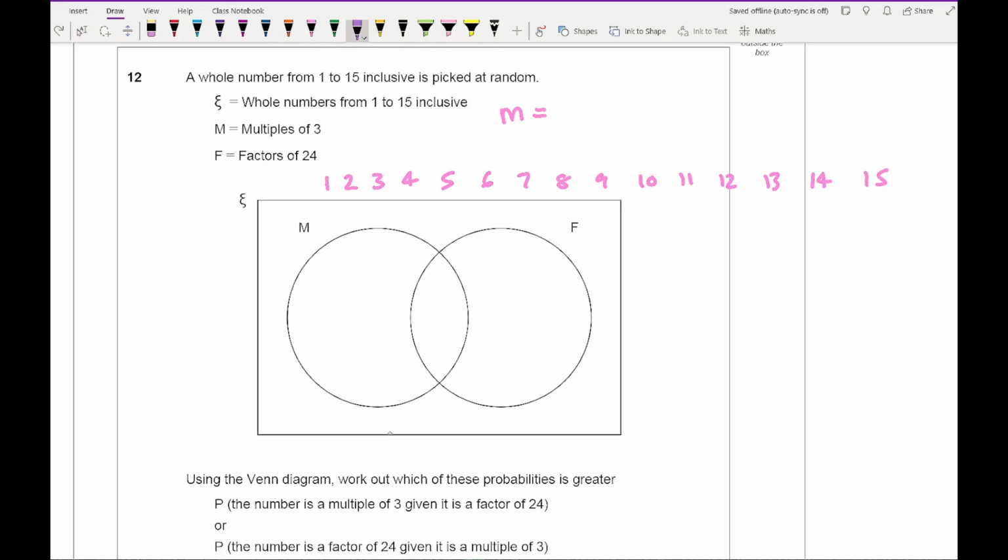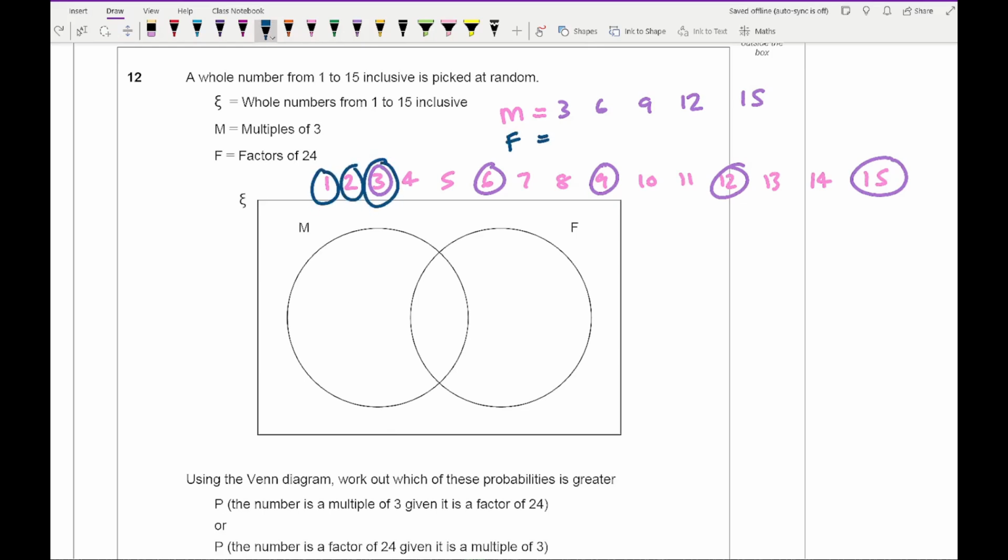So multiples of 3, we've got these circled numbers. So we've got 3, 6, 9, 12 and 15. For factors of 24, well, we've got 1, 2, 3, 4, 6, 12, and oh, 8, I forgot.